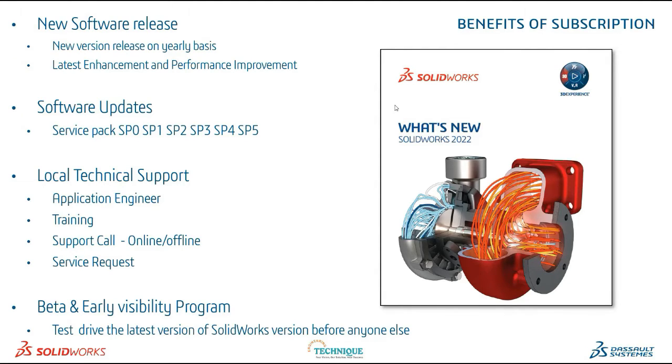Then the next thing you will get is local technical support. Local technical support will be provided by us, Engineering Technique, as you are our customer. The support will be provided by dedicated application engineers, who are certified up to the expert level. They will directly support you through your phone calls, your emails, your web meetings, or the offline support call also will be considered in this case. We will also be providing the training. Then support calls online, offline, or the major part here is the service request.